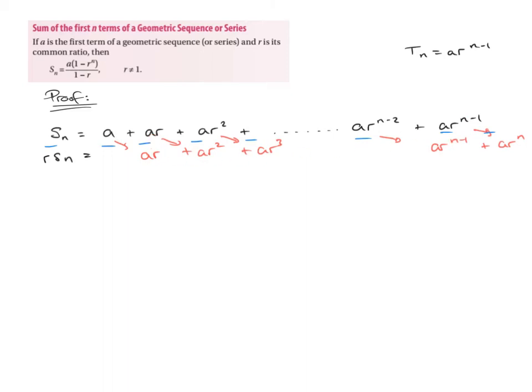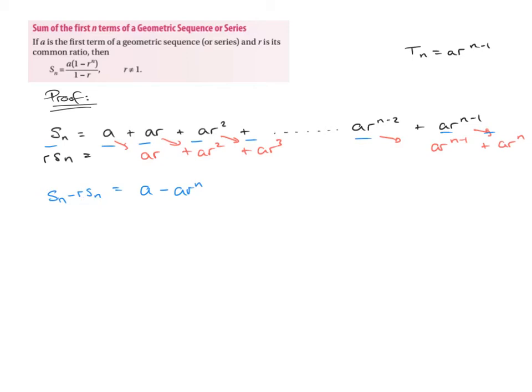Which means that what we're left with is on this last line here, I'm going to do this in blue, Sn minus rSn on the left hand side is equal to, well, the only thing we're left with is this, because a minus nothing is just a. And then on the other side, we've got this ar to the n, so a, and don't forget this is 0, so 0 minus ar to the n is just minus ar to the n. Remember, all these other ones are going to cancel out. So Sn minus rSn is equal to a minus ar to the n here.